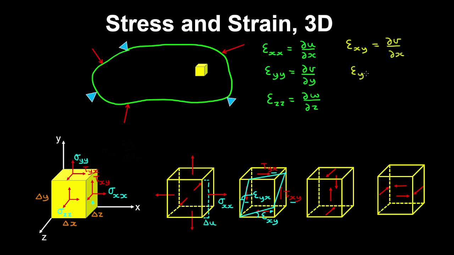And epsilon yx is the change in u, which is a horizontal displacement, as we move along the y direction. And for a section that's not rotating, so it's undergoing pure shear deformation, these strains are equal. And then we can define the shear strain as that 90-degree angle minus this angle theta. So effectively the total shear strain in the xy plane is the sum of these two strains. So du dy plus dv dx.